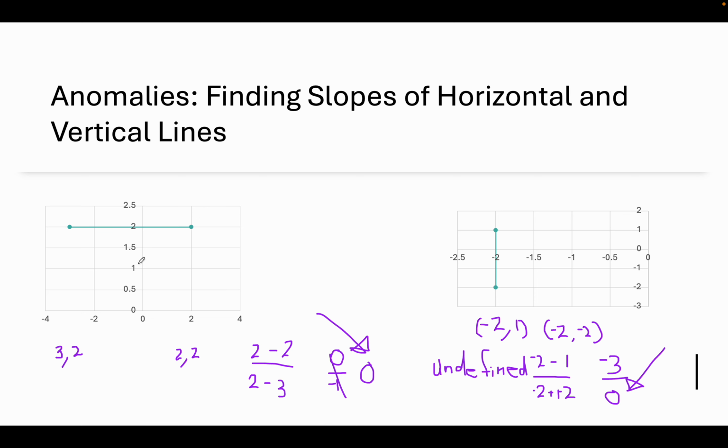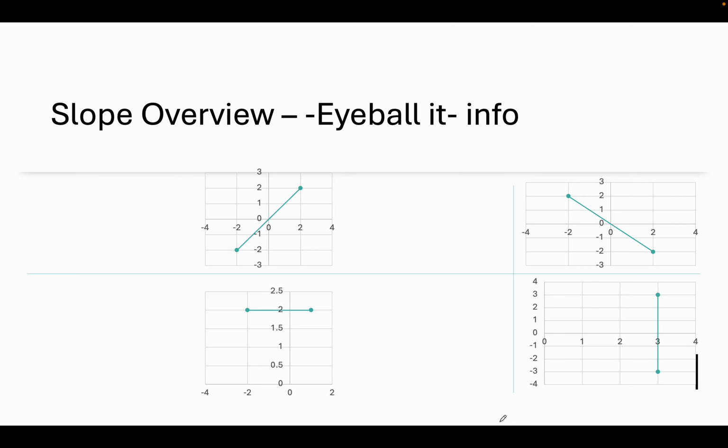So if it's horizontal, 0 is the slope. If it is vertical, it is undefined. Those are the answers that you'll need. Here's an overview, just so you can eyeball it. You can tell a lot about a slope without even having to do any counting.